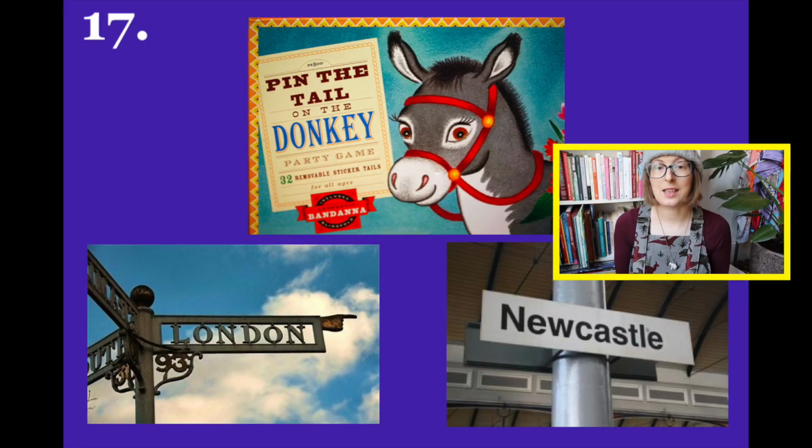Number 17 is a sign that says pin the tail on the donkey game, and then a sign to London and a sign to Newcastle. So the word that we're picking from the first image is tail, and then London and Newcastle are both cities. So this is Tale of Two Cities by Charles Dickens.